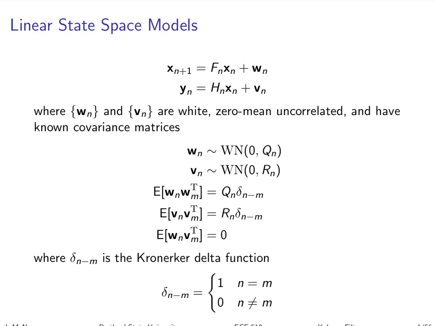Again, this is just showing that it's white, so our covariance matrix is multiplied by this Kronecker delta function. So that just means that if you look at the noise at two different times, they're uncorrelated. It's only when they're the same that you get that covariance matrix. Same thing for the measurement noise.